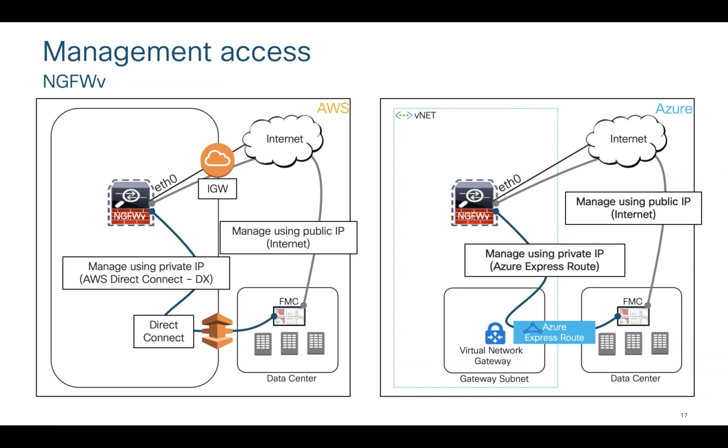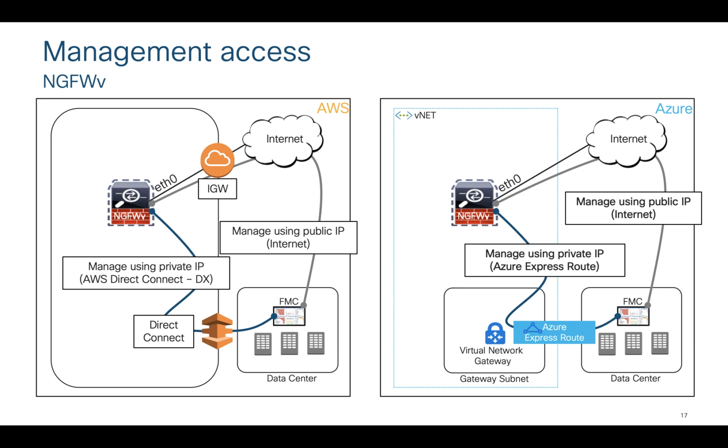For management access, you can place this device at the edge in your cloud environment. If you want to manage it directly from the internet, you can map an elastic IP address or a public IP address to it, and you can manage through the internet. If you have a jump box or bastion machine, you can use that as well. And if you have Express Route or Direct Connect going to your data center, you can use that route as well.